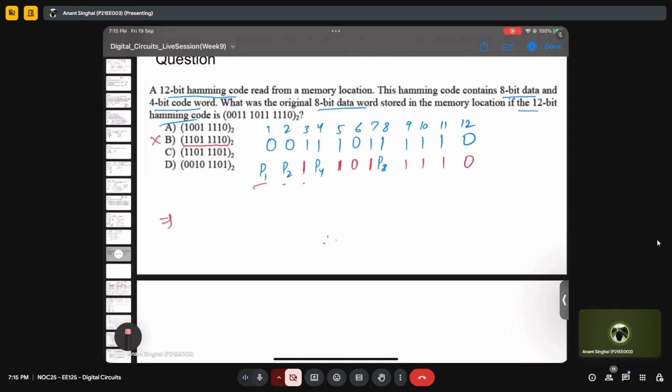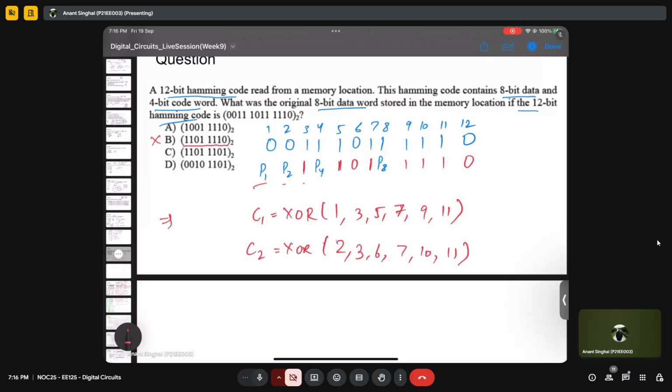So C1 will be exactly the same as the parity bit. The only difference is it will contain that bit itself. So we need to check: C1 is XOR of 1 and then 3 5 7 9 11. Then we have C2, which is XOR of 2, then 3 6 7 10 11. Then C4, which is XOR of 4, and then 5 6 7 12. That was there before also. We have C8, which is XOR of 8, and then 9 10 11 12.